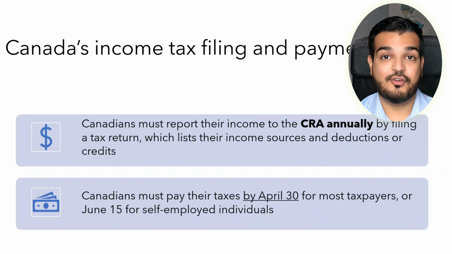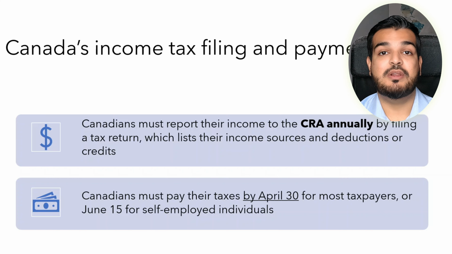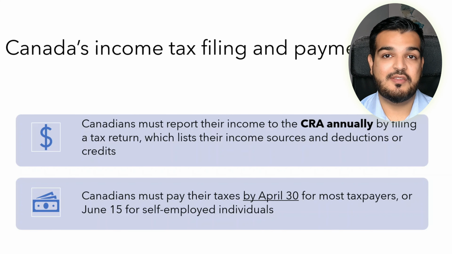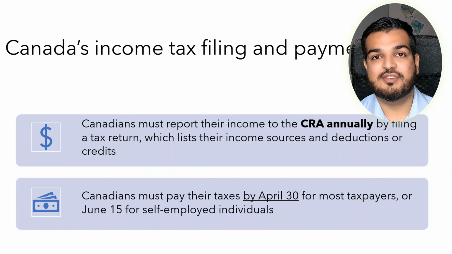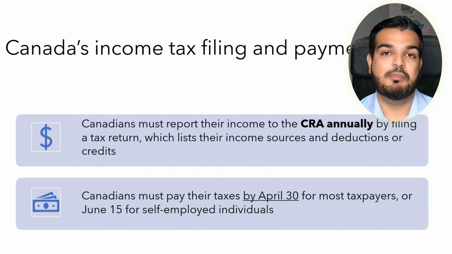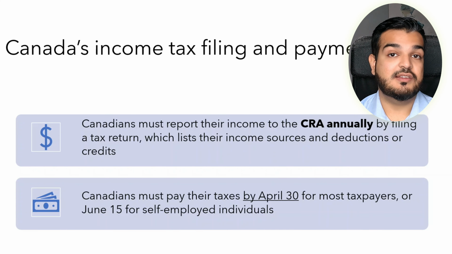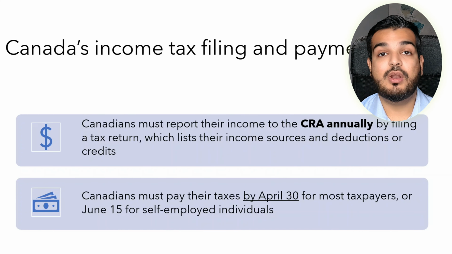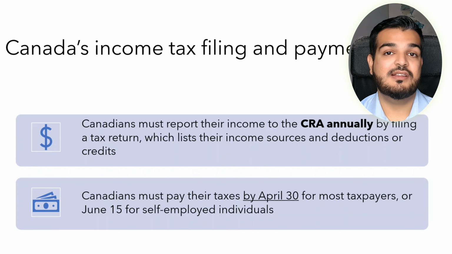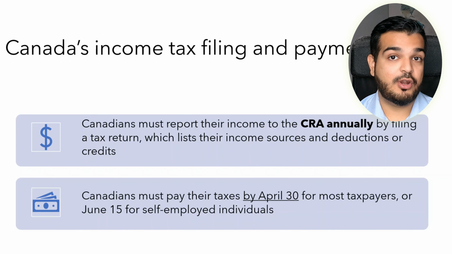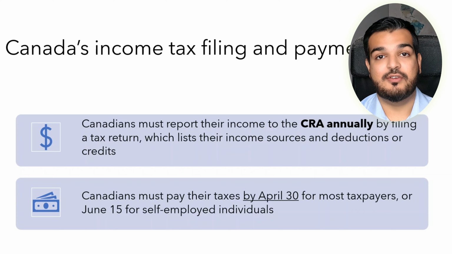The deadline for filing taxes each year is generally April 30th. When I say generally, that means if April 30th falls on the weekend, you'll get an extra business day, so then it will be due May 1st or 2nd based on when April 30th is. Now, the other tax deadline that's applicable for self-employed individuals is June 15th. So if you are self-employed, you have a little bit more time, and if you are owing taxes, you still have to pay your taxes by April 30th, but you can file by June 15th.